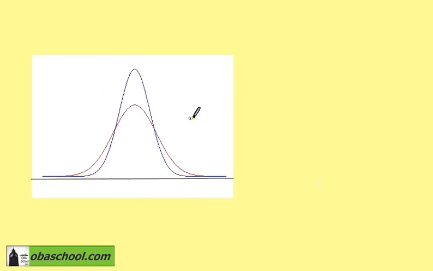If we consider these two normals, clearly they have the same mean. Let's call it mu. If we consider their variance, the blue one is less spread out than the red one. We'll call the standard deviation for the blue one sigma 1 and for the red one sigma 2.